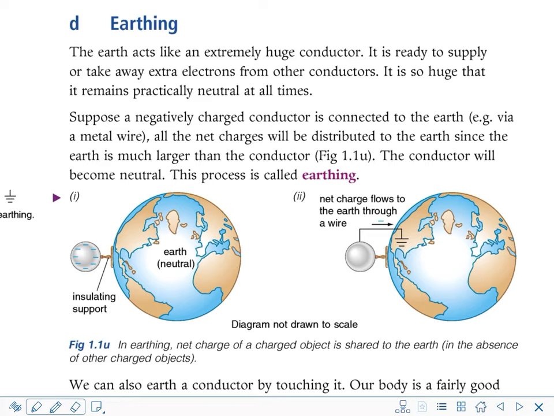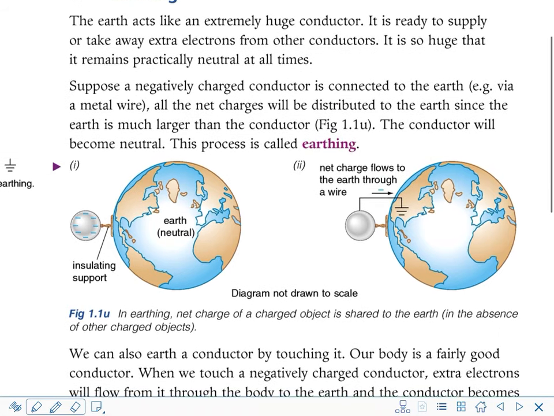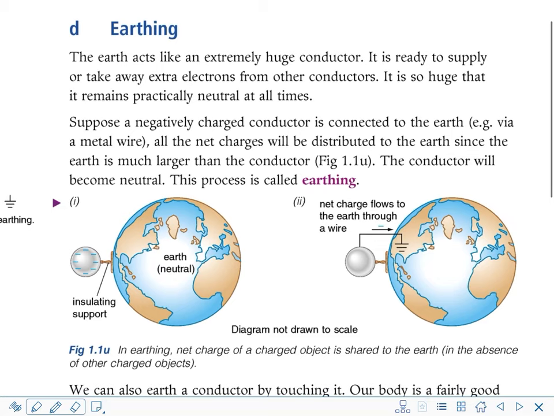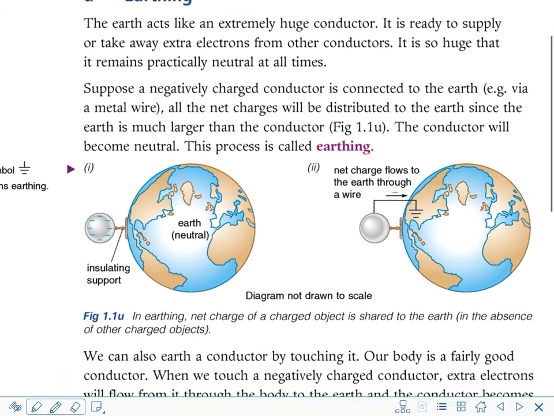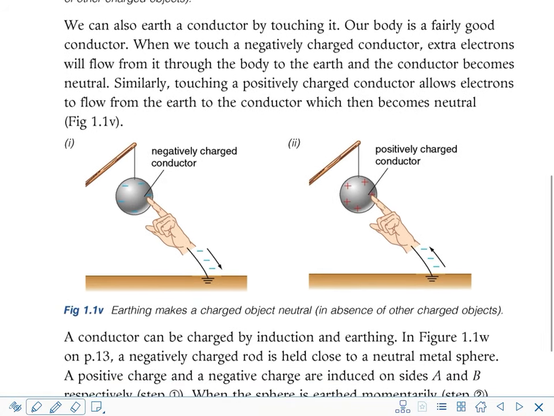Earthing. We know it actually means charge by sharing, but the earth has a very large surface area, so for such sharing it actually takes away all the charge from the charged object. So for earthing, we can say it neutralizes the charged object. There is no net charge inside the charged object after earthing.